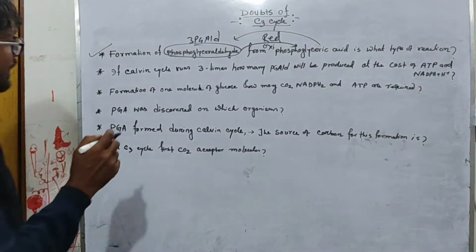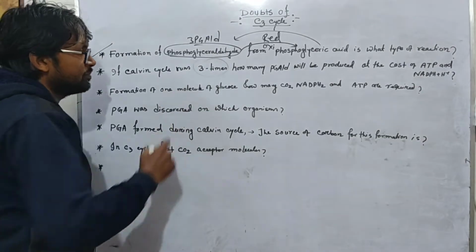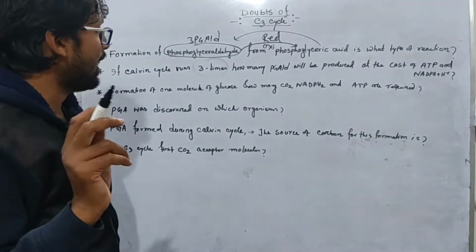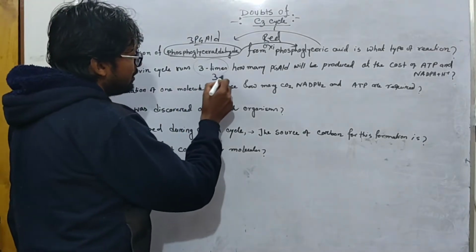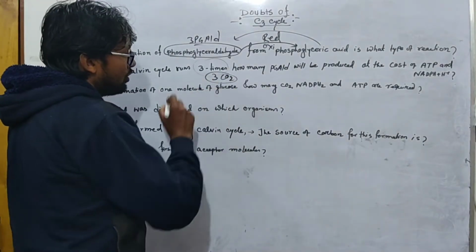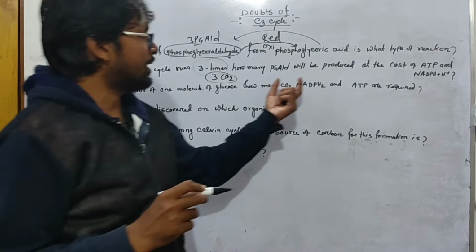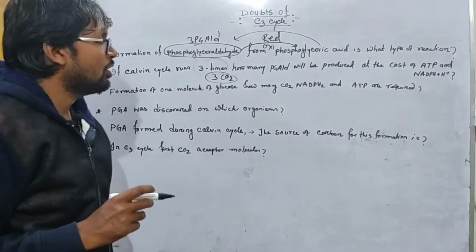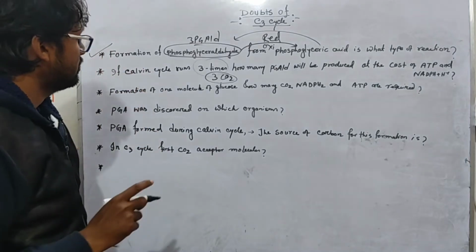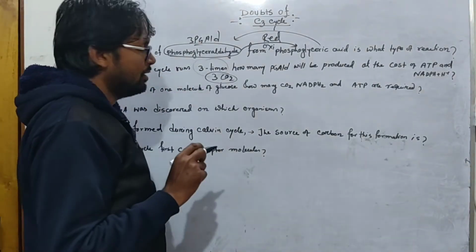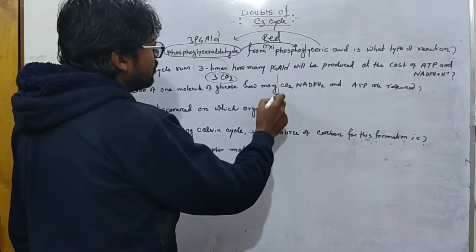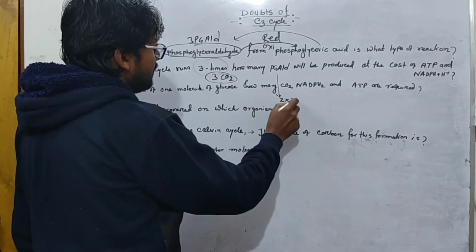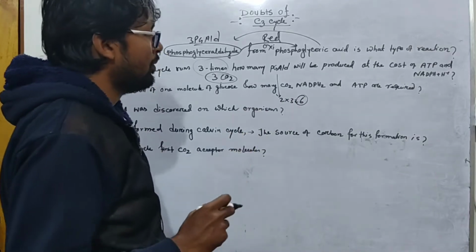However, if the Calvin cycle runs 3 times, that is, 3 CO2 are added, how many PGAL will be produced? For one cycle, 2 molecules of PGAL are formed. So for 3 cycles, 6 molecules of PGAL will be formed.